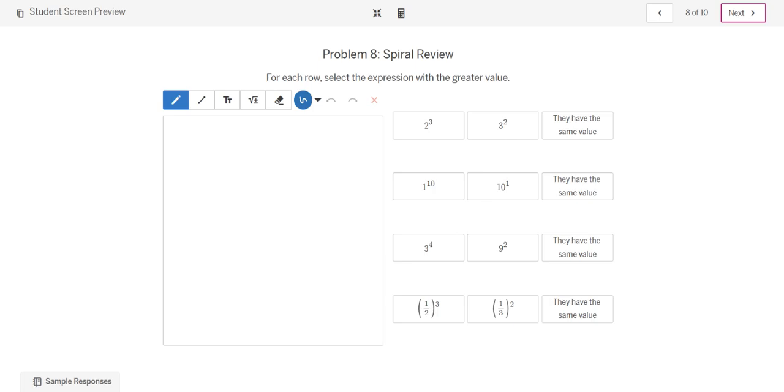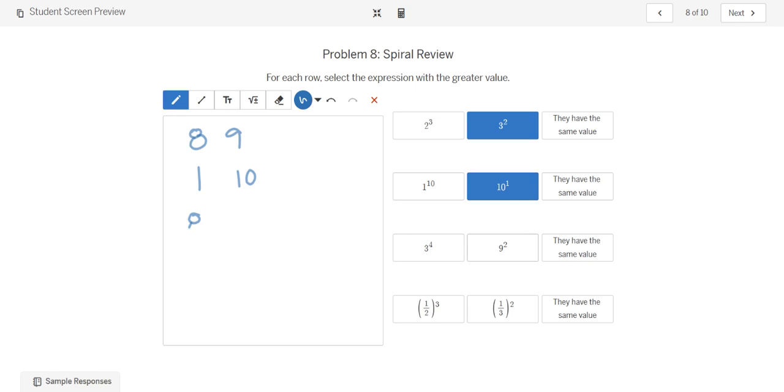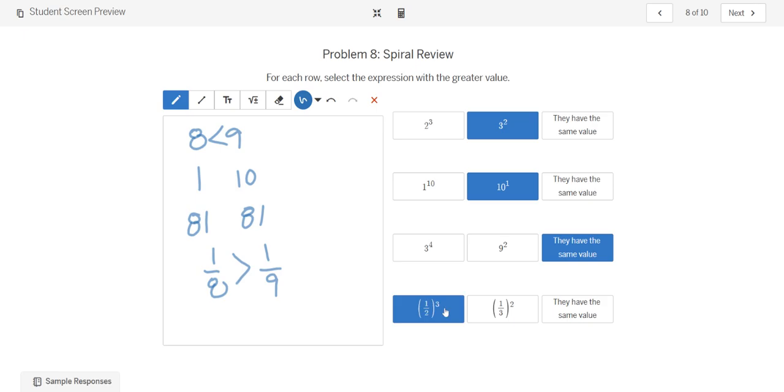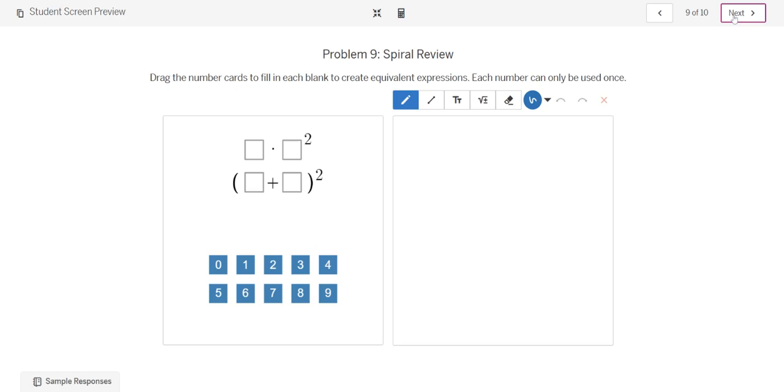Wow. Okay, so 2 cubed is 8, whereas 3 squared is 9. That's 3 squared is definitely bigger. 1 to the 10th power is 1. 10 to the first power is 10. 3 to the 4th power, 3 times 3 is 9. Times 9 is 81 and 81. So they have the same value. And then I get 1/8 and 1/9. And I hope that you know if this is true, then this has to be true, that 1/8 is bigger than 1/9.